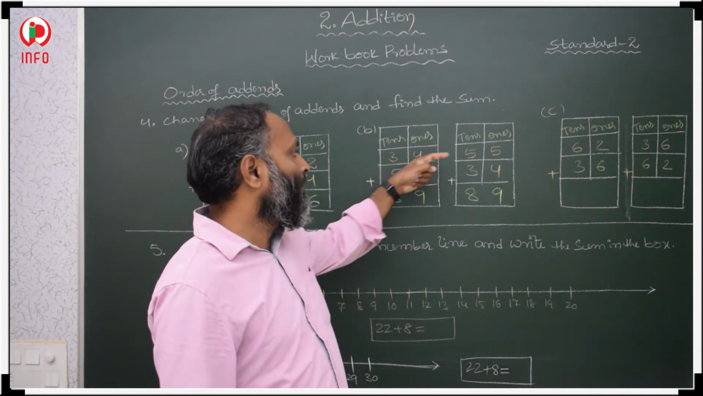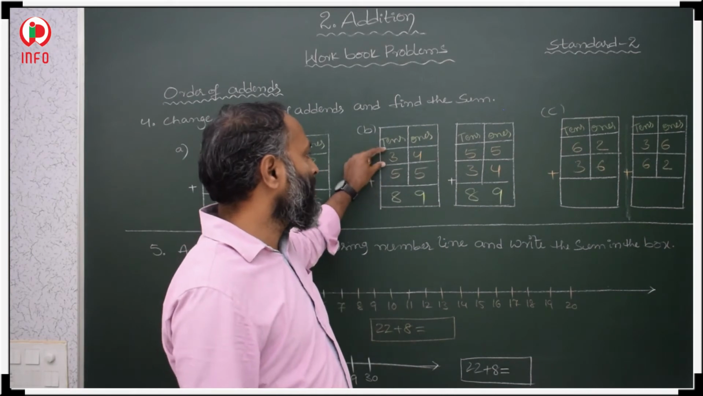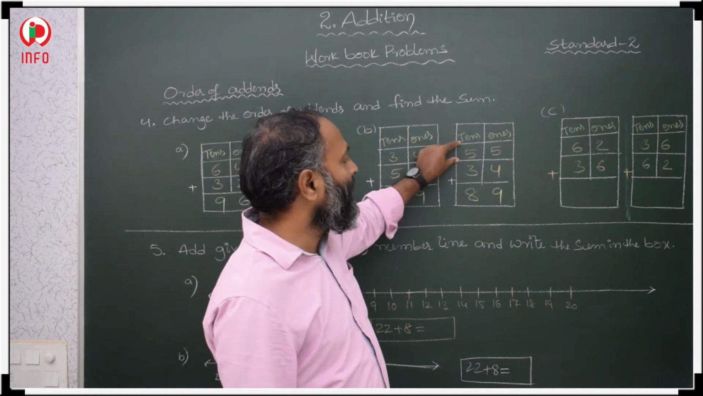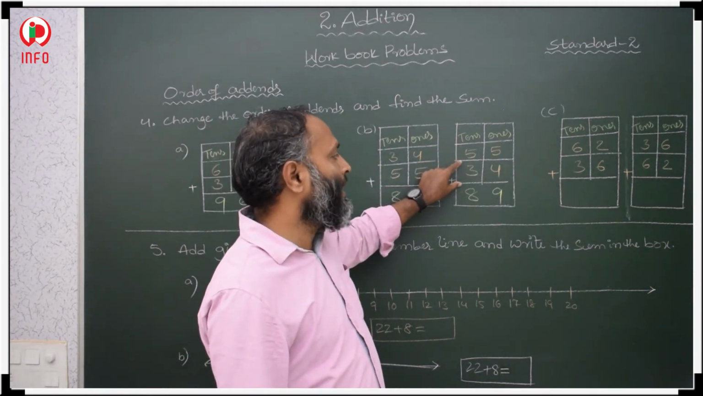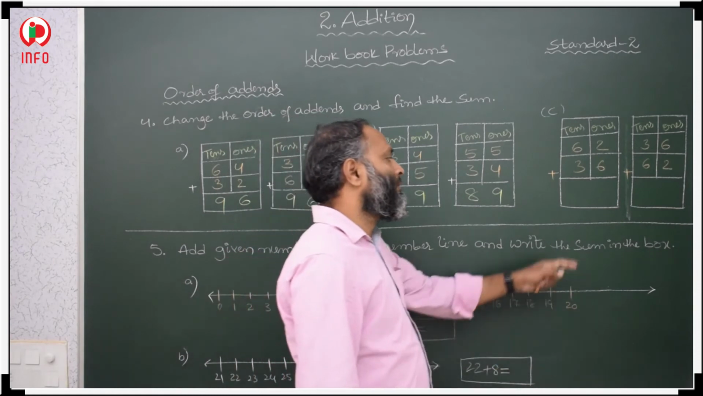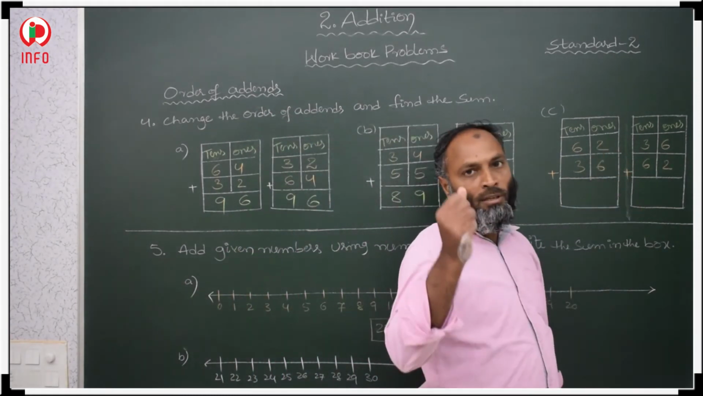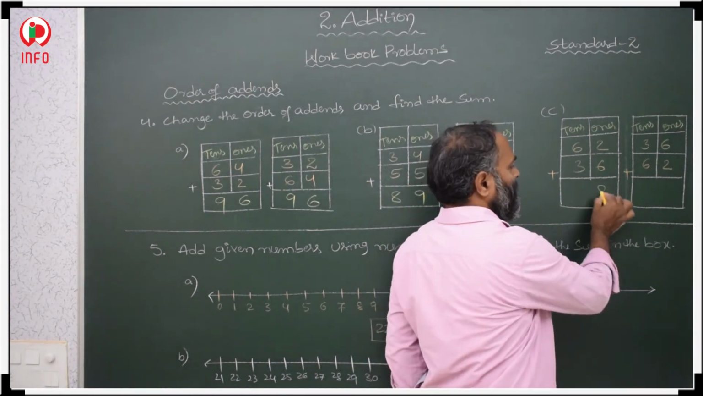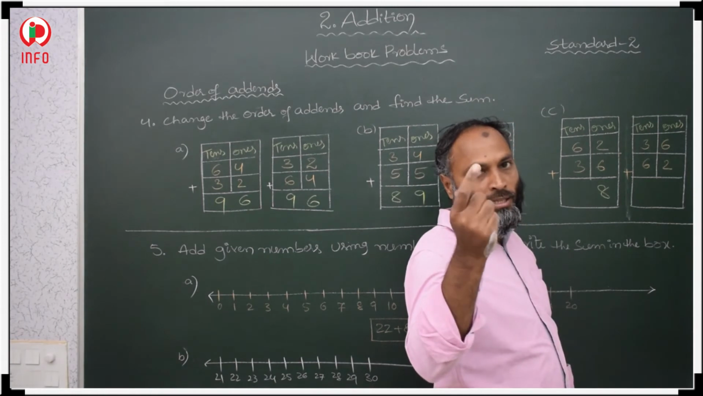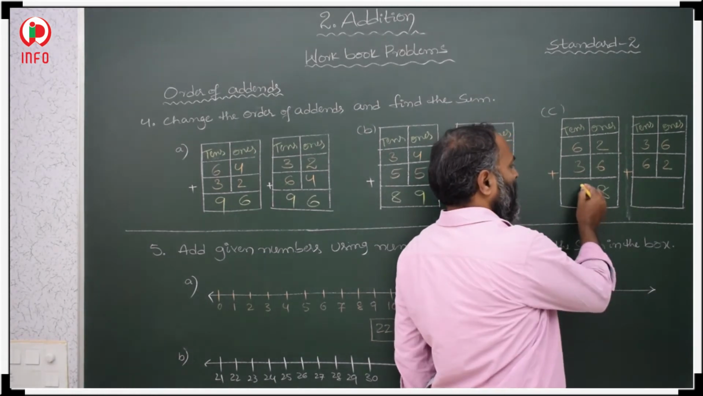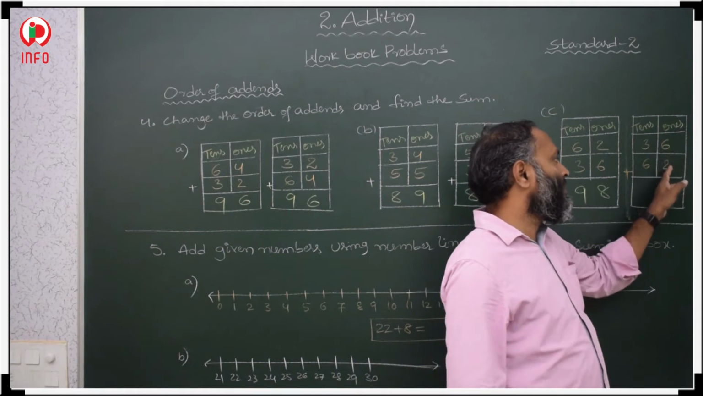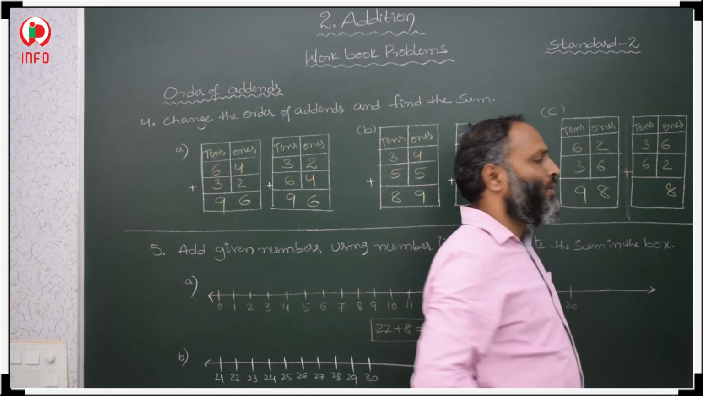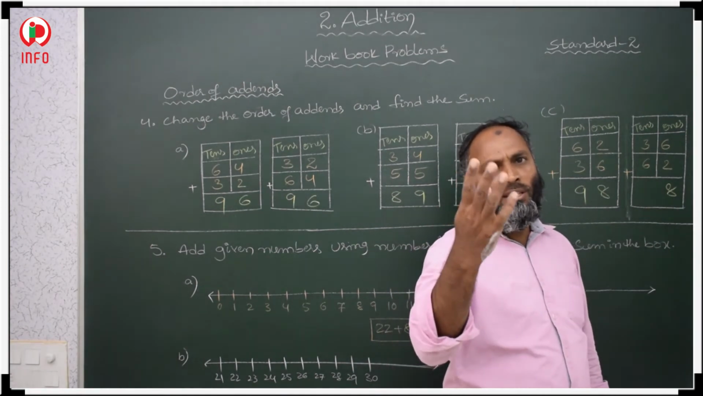34 and 55, 55 and 34. Here the first addend is 34 and the second addend is 55. Here the first addend is 55 and the second addend is 34. Then 2 plus 6: 2, 3, 4, 5, 6, 7, 8. And 6 plus 3: 6, 7, 8, 9. 98. And here 6 plus 2: 6, 7, 8. And 3 plus 6: 3, 4, 5, 6, 7, 8, 9.